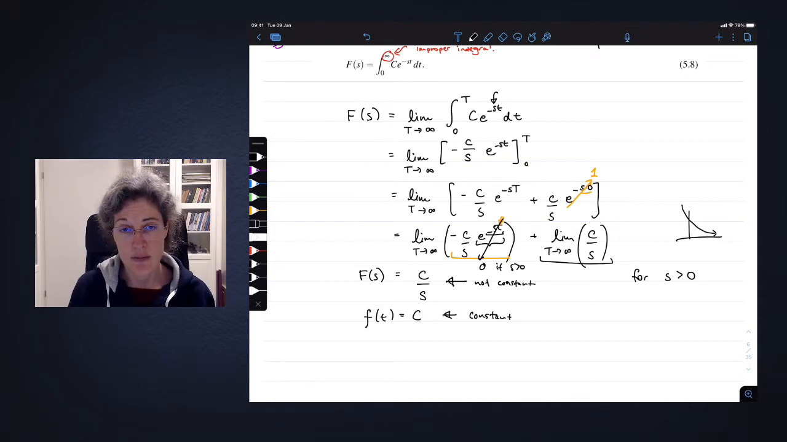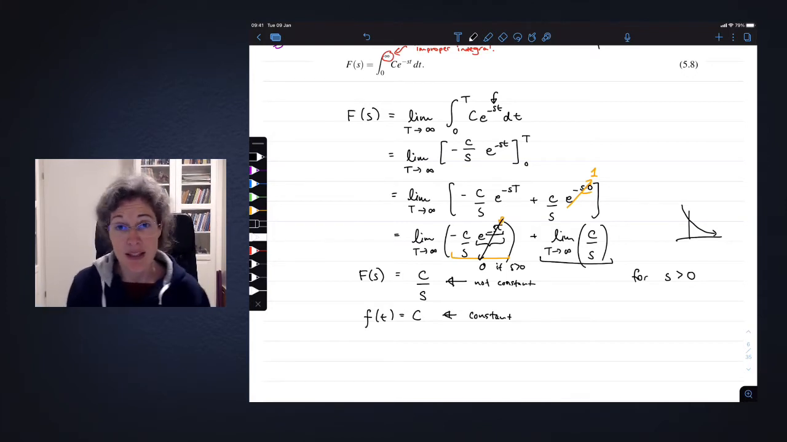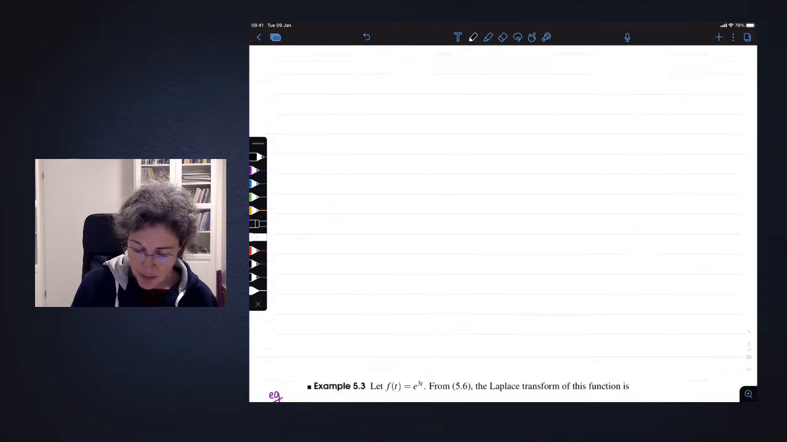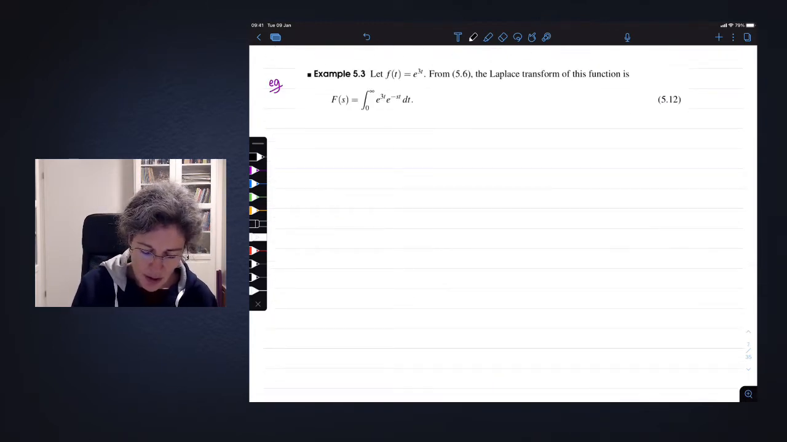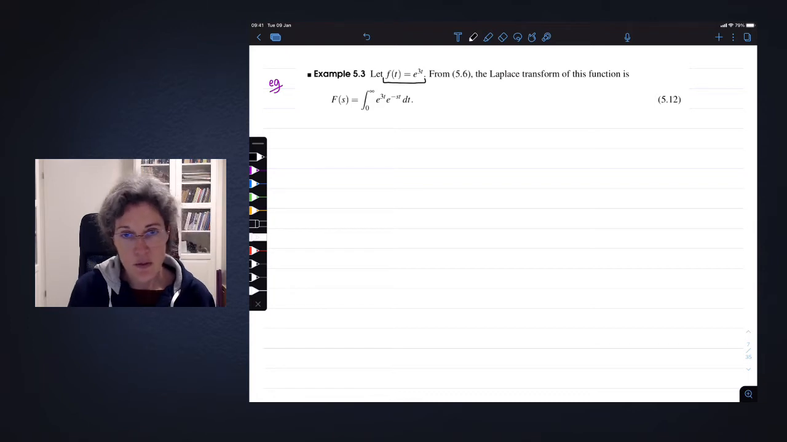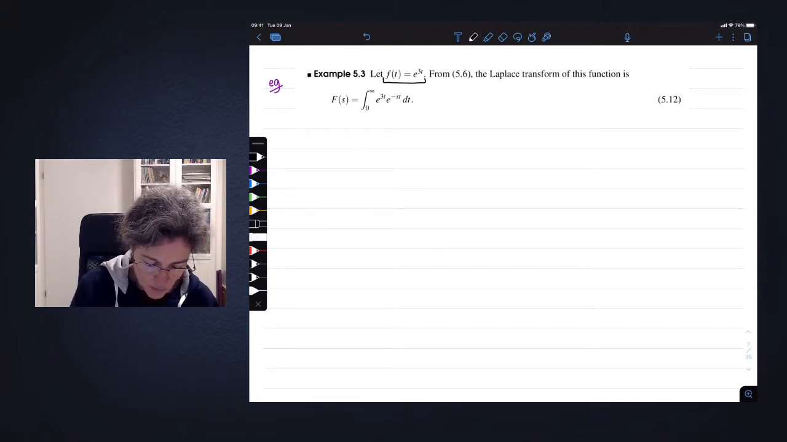It depends on s. Okay, so that's the Laplace transform. Let's do another example. So here the function that we are looking at is e to the 3t. So we can go straight ahead again. Don't forget, it's an improper integral, so we've got to do the full works with the limit as T goes to infinity of the integral from 0 to T, e to the 3t minus st dt.